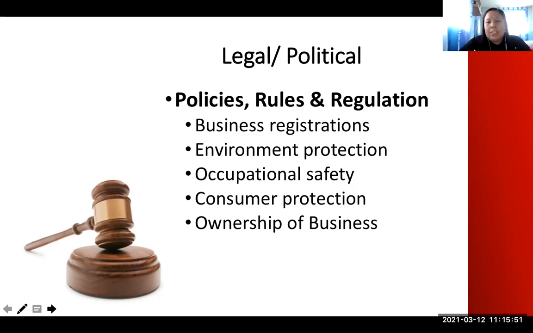Anyway, moving forward, here we have the requirements when you open a business: registrations, and you pay for environmental protection, there is that. There is also occupational safety. Regarding consumer protection, here are examples like the no return, no exchange policy, and the warranty, which is part of consumer protection. And then, ownership of business. For the different forms of business, we'll discuss further later on. But the basic ones are the sole proprietorship, partnership, corporation, and the cooperative. Okay? So, those are the basic forms of business. And regarding the requirements, pros and cons, we're going to discuss it later on.